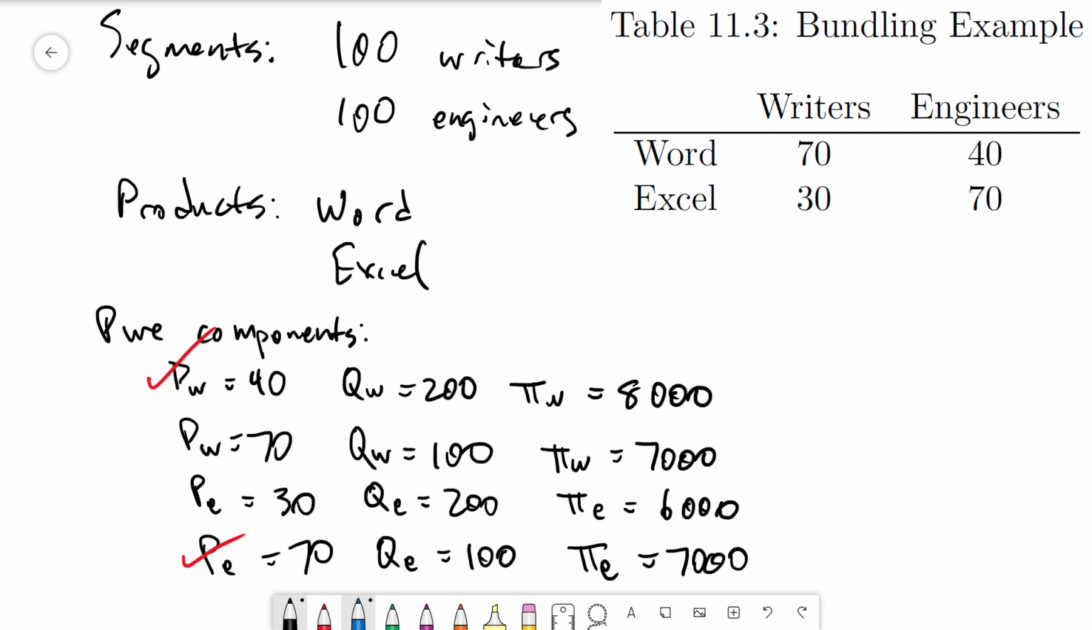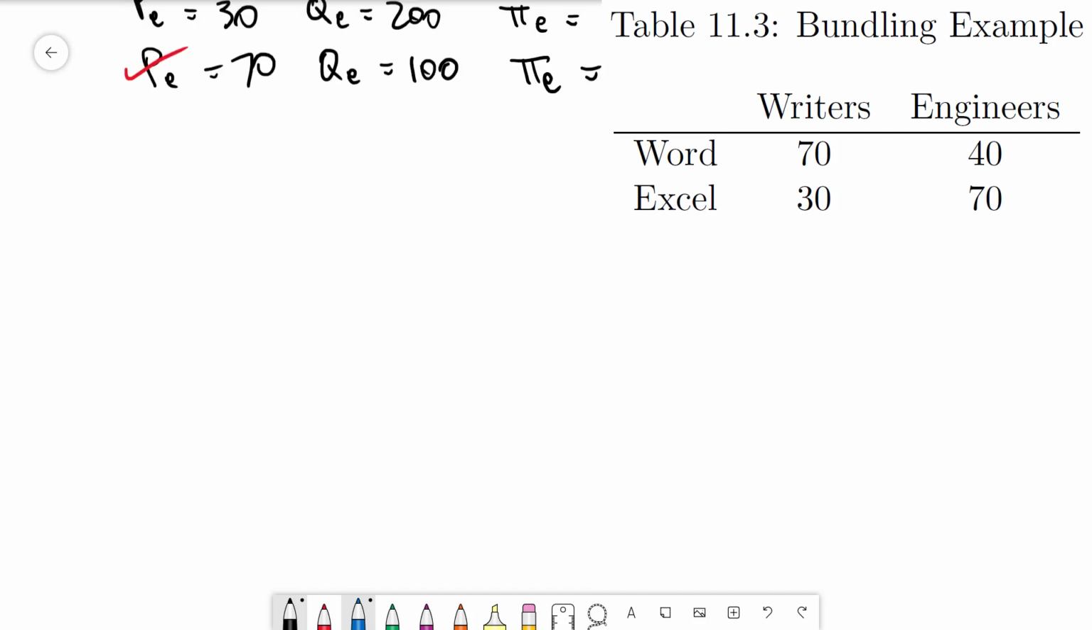Putting this all together, we would price Word at 40, Excel at 70, and then combine these to get a total profit of 8,000 plus 7,000, which is 15,000. I want to again point out that there was no marginal cost here, so total revenue equals total cost. If we did have costs here, we would have to factor these in calculating all of these profits. We will now consider the case of pure bundling.